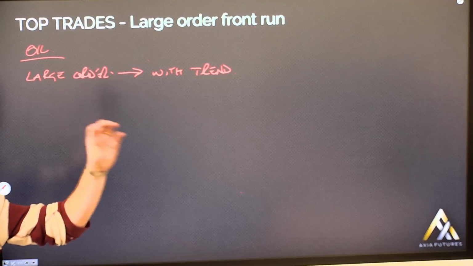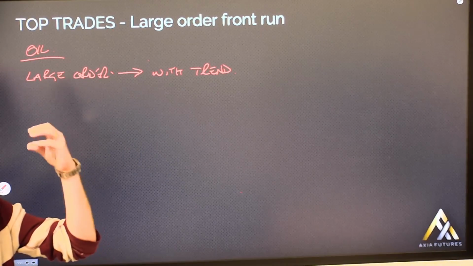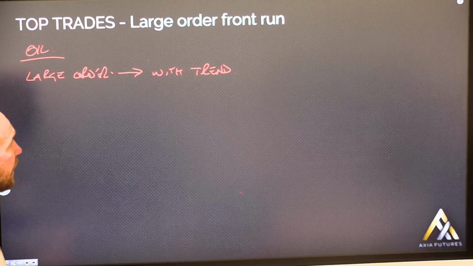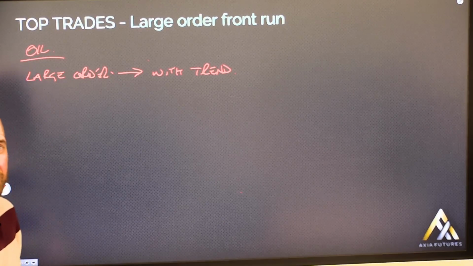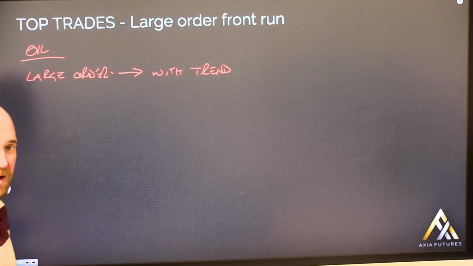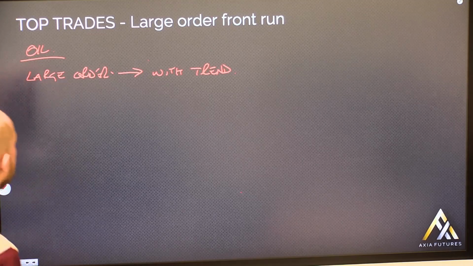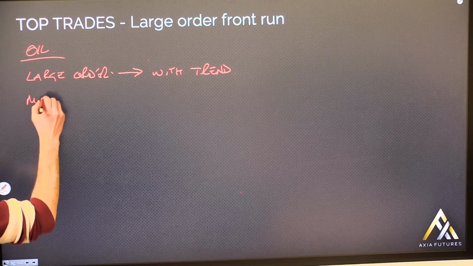You're now looking, well, in this case, you get a large order. The large order is on the offer. So we've seen that large order. You're now thinking, right, I can front run this. How are you going to front run it? Hit market to sell ahead of the large order. What else is going to help you? Movement.